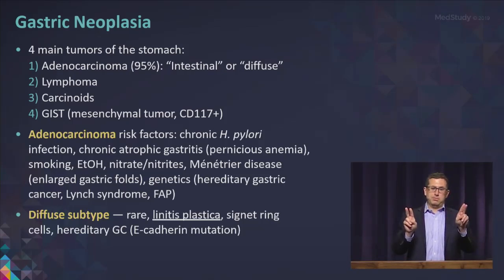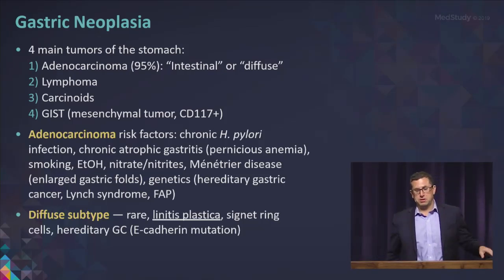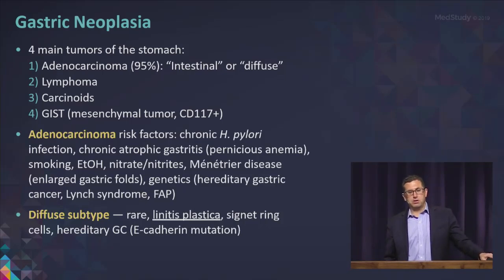So neoplasia would really encompass four main tumors of the stomach. So there'd be adenocarcinoma, lymphoma, carcinoids, and GISTs. GISTs are mesenchymal tumors, and the tip-off that you're dealing with a GIST is that it's CD117 positive on biopsies. So that's one of these key tumor markers in GI that's good to memorize.